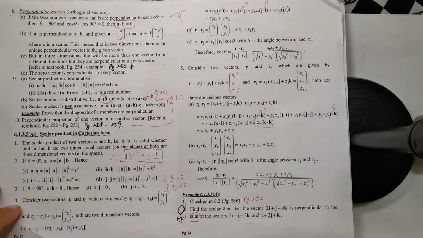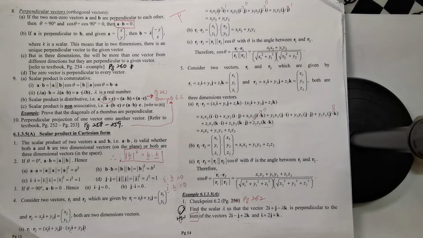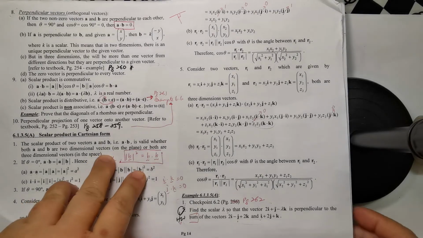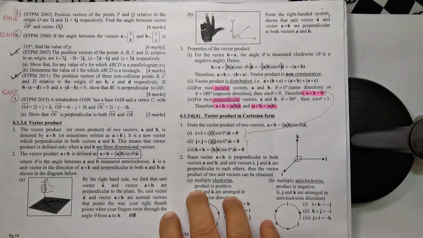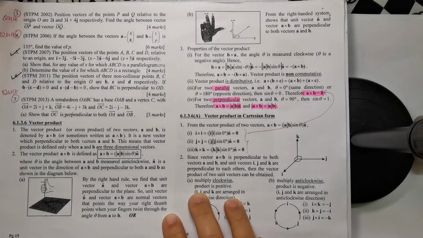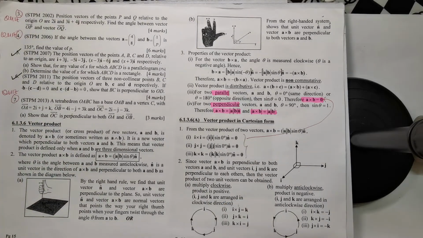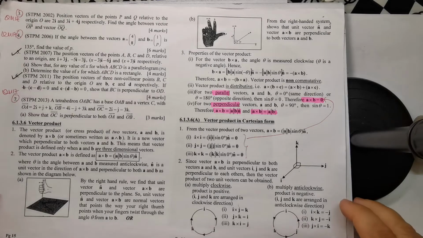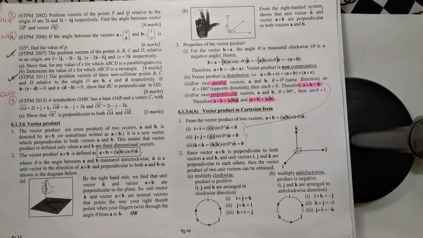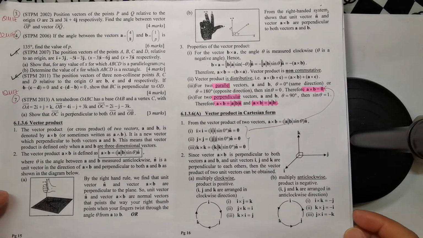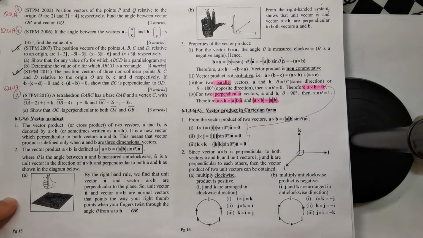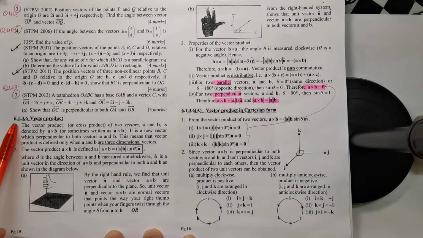So today we will see another one, which is called vector product. So what is vector product? From the name, scalar product, the answer is a scalar, a number. So for vector product, the answer should be another vector. Let's see what is vector product.